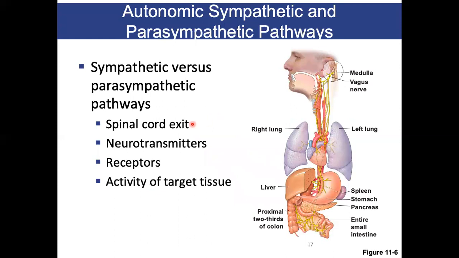If you take a look at them, they vary in different ways. Spinal cord exit, you don't have to know that, but it's really interesting. The parasympathetic nervous system exits via the base of the medulla oblongata, and it's cranial nerve 10, which is your vagus nerve. Notice that your vagus nerve synapses with all these different organs. The neurotransmitters that they release are different, the receptor types that they bind to, and then the activity of target organs. Let's take a look at that.